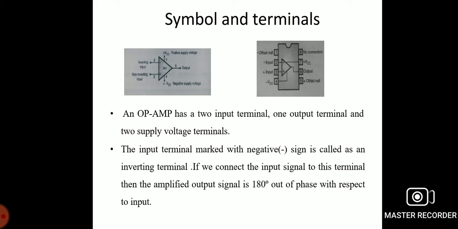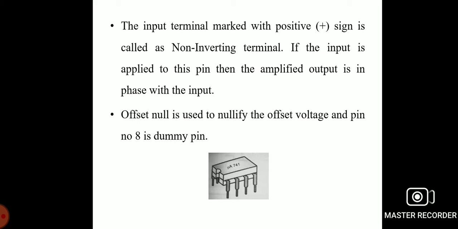Now the input terminal marked with the positive sign is called the non-inverting terminal. So these are the inverting and non-inverting terminal concepts. If the input is applied to this pin, then the amplified output is in phase with the input. The offset null is used to null the offset voltage, and pin number 8 is a dummy pin.